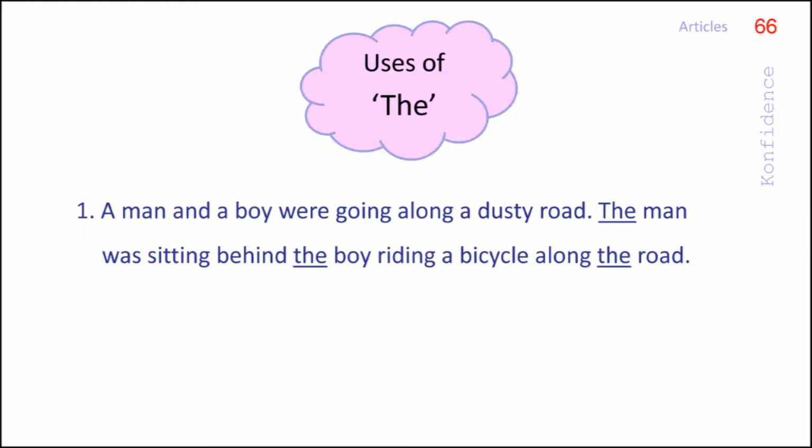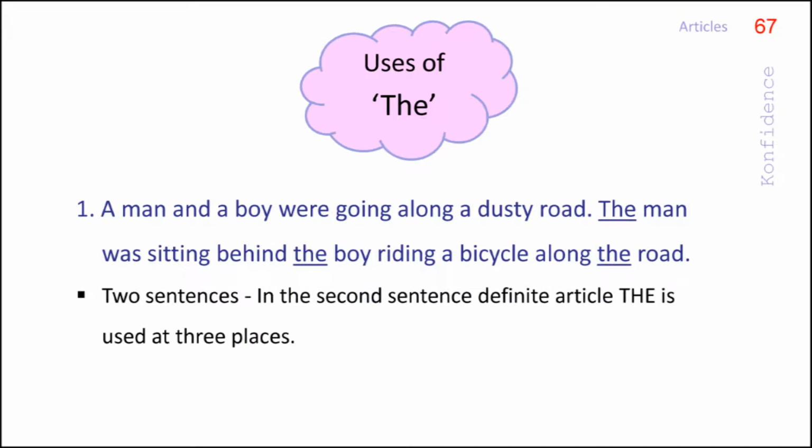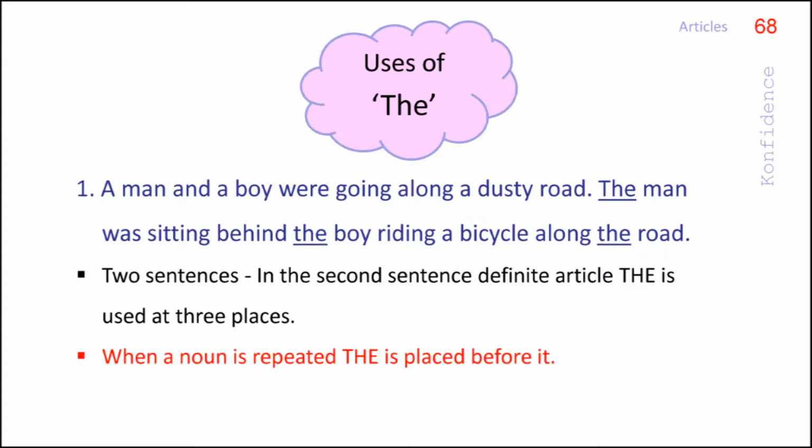Let us look into some more rules regarding the use of definite article the. See the first example. There are two sentences. In the second sentence, definite article the is used at three places. Why? Because the nouns that follow article the are already mentioned in the first sentence. So, when a noun is repeated, the is placed before it.